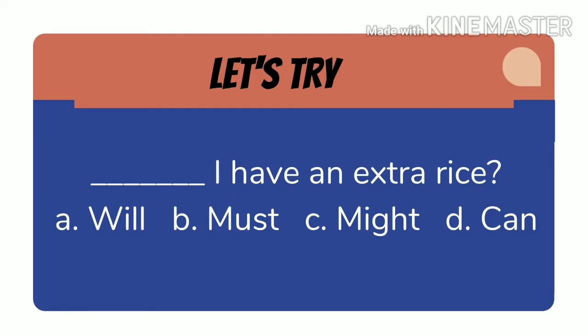Next example. Blank, I have an extra rice. What do you think? Okay, very good. We are going to use can because you are asking for a permission or a request. Let's try if will I have an extra rice? Must I have an extra rice? Might I have an extra rice? Okay, it would be can I have an extra rice because you are asking someone to give you an extra rice.